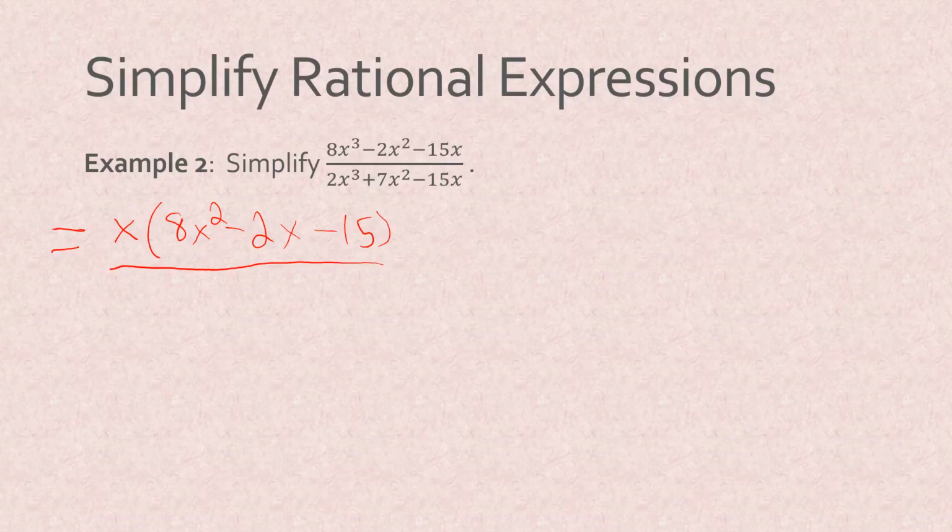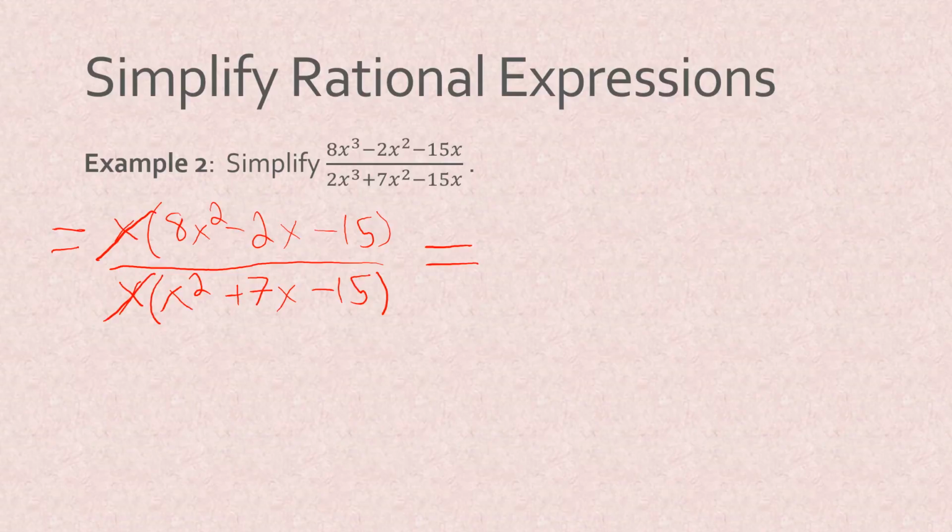In the denominator, the greatest common factor is also an x, leaving us with x squared plus 7x minus 15. And then you would look to factor the remaining two trinomials. Clearly these x's are going to cancel.